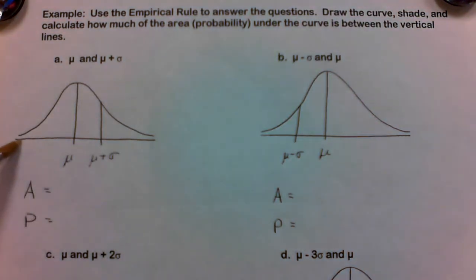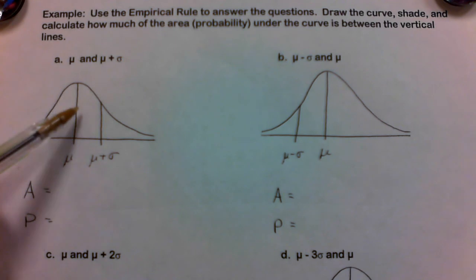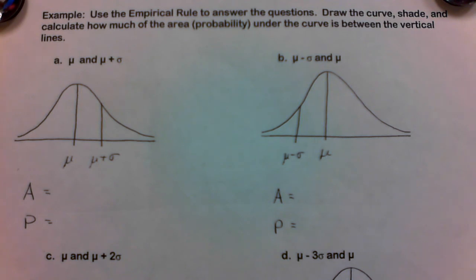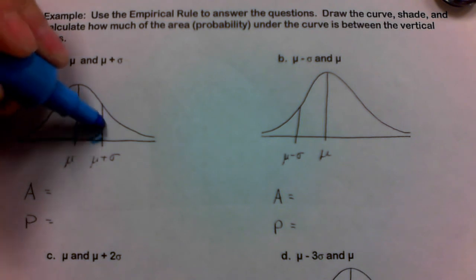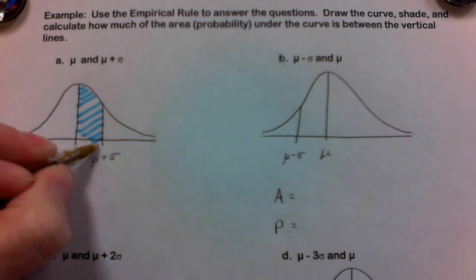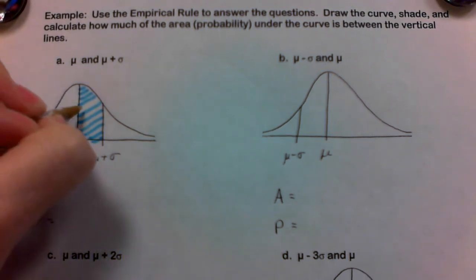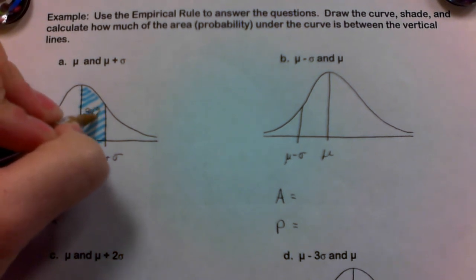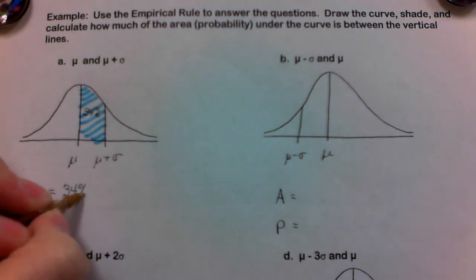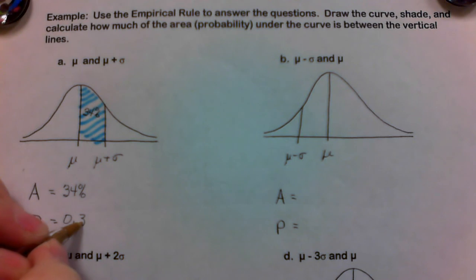So I already drew a curve, okay? And it says have your vertical lines at mu, which I have, and mu plus 1 standard deviation. Then if we were to shade this, it is saying how much area is there between these two lines. Well, if we go back to the table that we just looked at on the last page, between mu and mu plus 1 standard deviation on a normal curve is always 34%. So the area is 34%. If you were to give your answer as a probability, it would be 0.34.